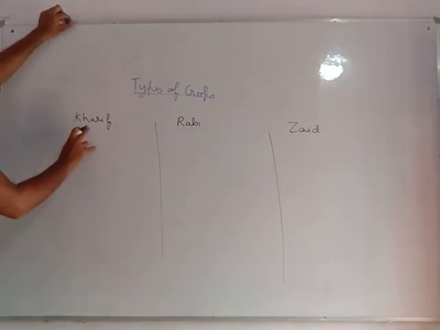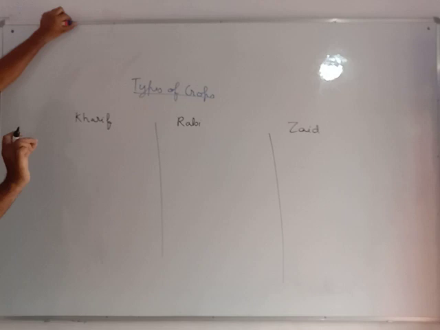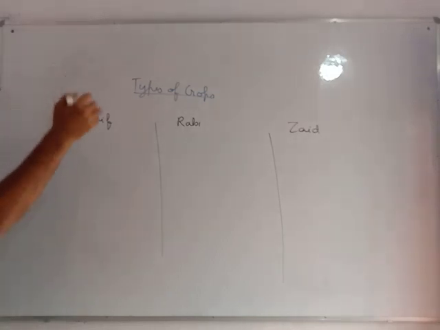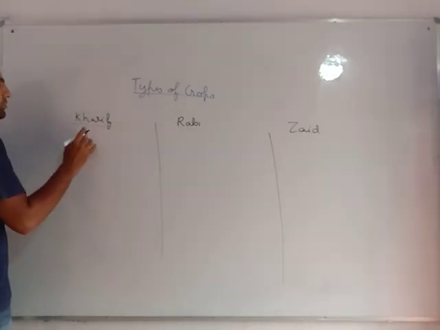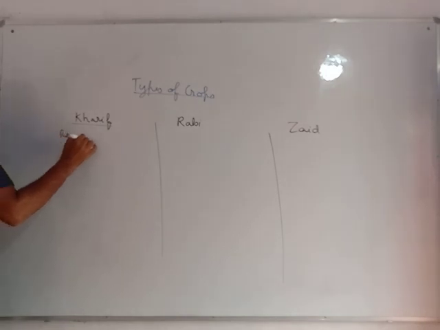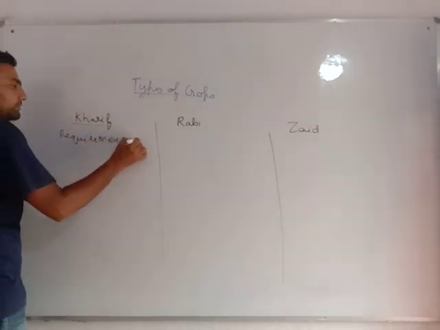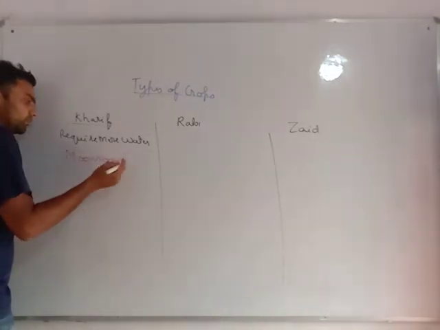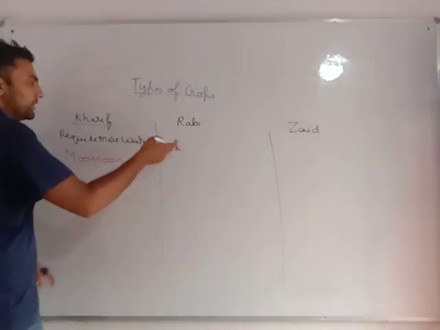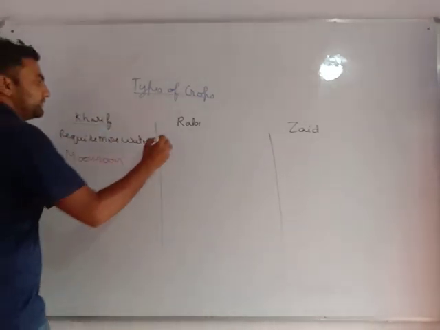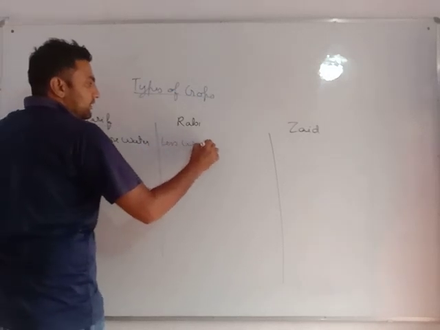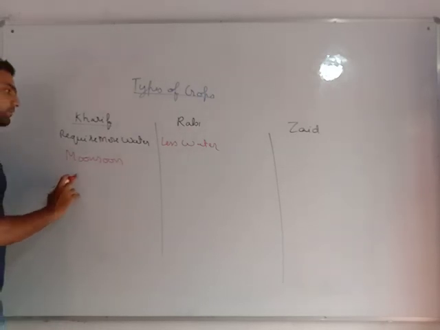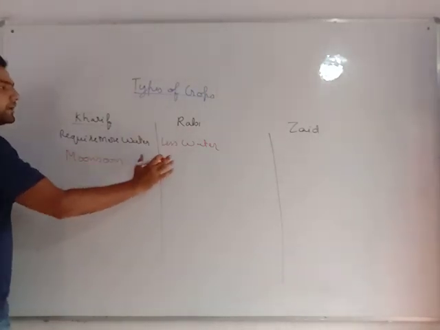Okay, so what are Kharif crops? These are the crops which will be grown or sown when the monsoon begins. So why are these grown when the monsoon begins? Because these require more water, and more water is present in the monsoon season. Rabi crops require less water than Kharif. More importantly, these crops are grown in winter.